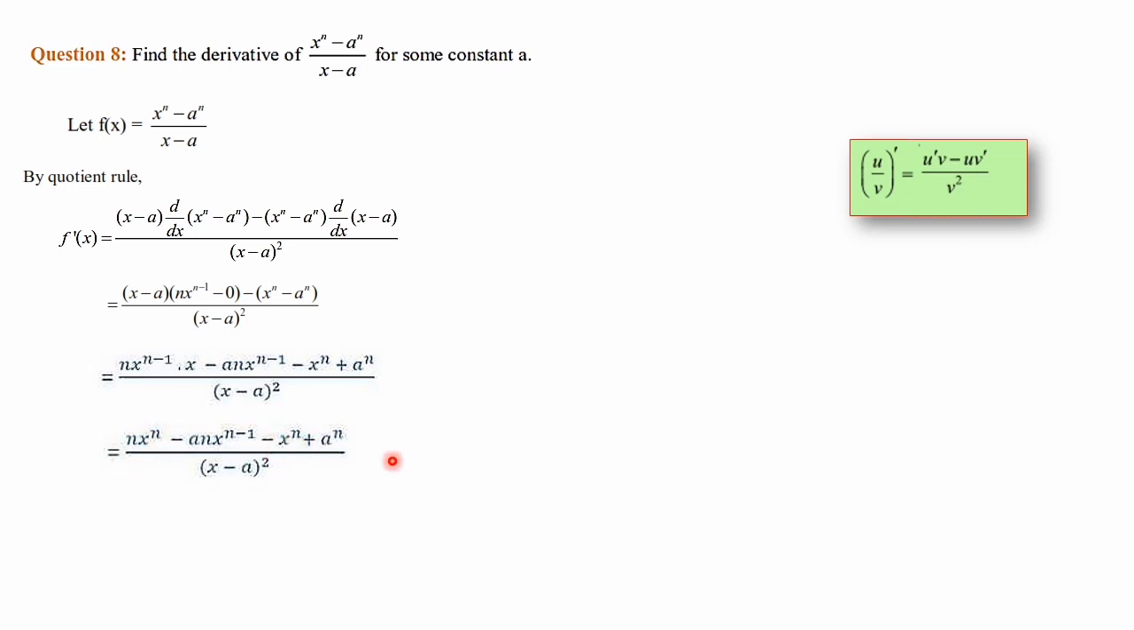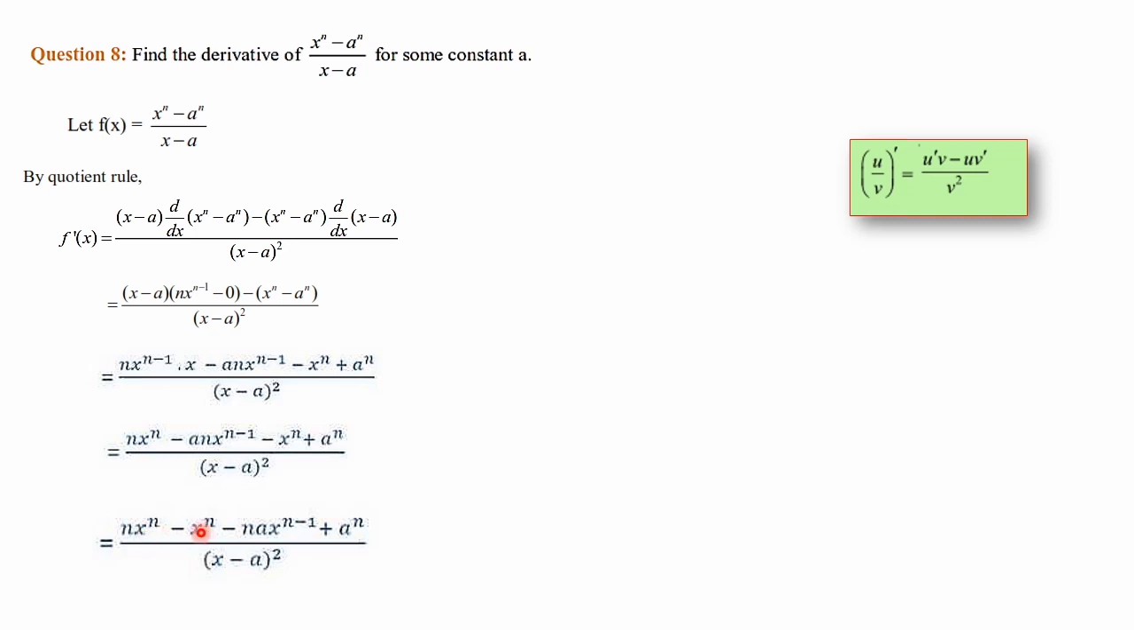This is the answer, but we can even modify this one. Here x power n, here x power n, we can just bring them together: n into x power n minus x power n. Then this is another term, a n into x power n minus 1, a little modification, we can write it as n a into x power n minus 1. Then plus a power n as it is. These two, there is not much change. These two only we are bringing together.